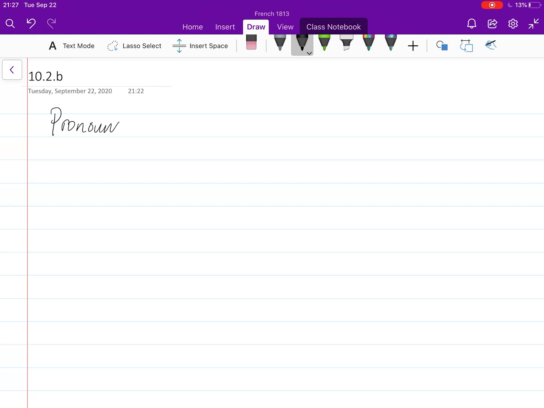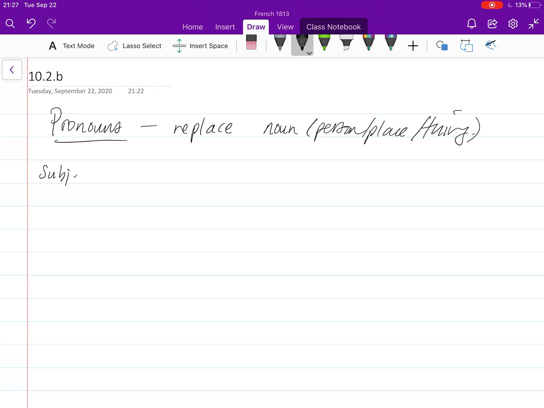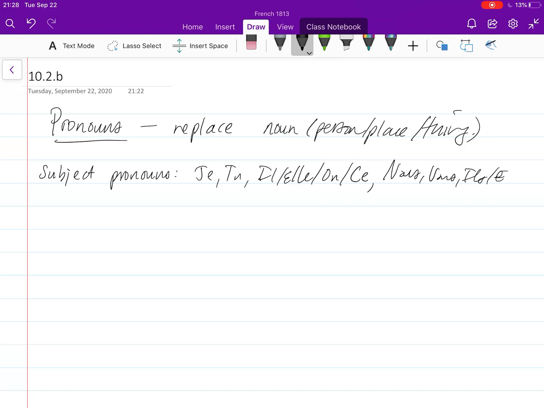So, as a reminder, pronouns replace a noun, right? And a noun is a person, place, or thing. We have already talked about several pronouns, even way back in French 1. So some of those pronouns that we might be familiar with would be our subject pronouns. And those are je, tu, il, elle, on, ce, nous, vous, and il and elle, plural.